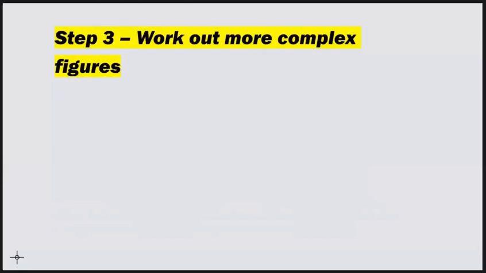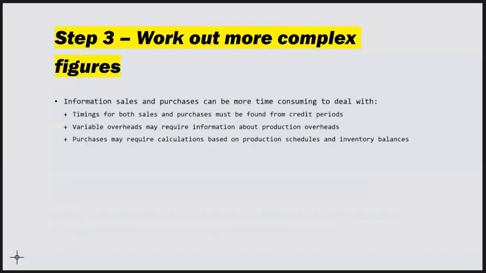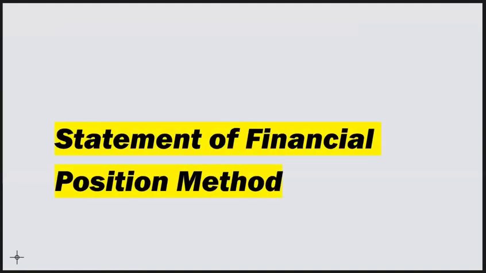Step 3 then is looking at the more complex bit of this. So with this, it is going to be information on sales and purchases, because these can be more time consuming when we have to deal with this. So timings for both sales and purchases must be found from credit periods. The variable overheads may require information regarding the production overheads, and purchases may require calculations based on production schedules, as well as inventory balances. And that's the receipts and payments method.